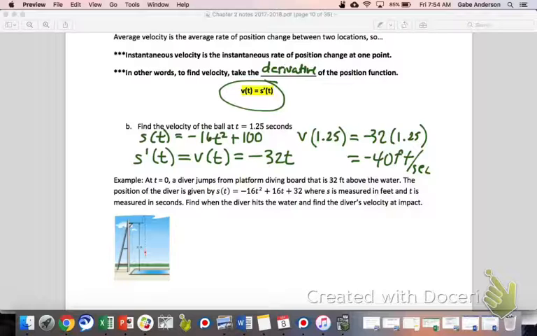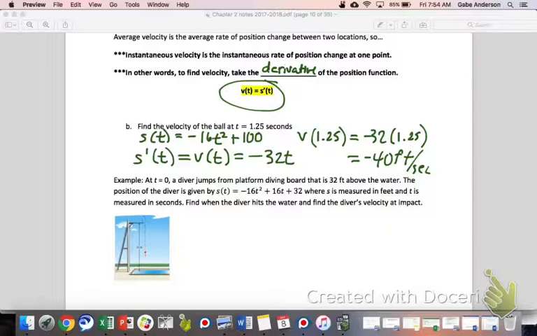Okay. All right, so the other example here, final example in 2.2 is t equals 0. A diver jumps from a platform diving board. It's 32 feet above the water. The position of the diver is given by that kinematic. If you've ever had physics, that should look pretty familiar. And then it goes on to say S is measured in feet, t is measured in seconds. Find when the diver hits the water and find the diver's velocity at impact. It's a little grim sounding, impact. They're just jumping in the water.